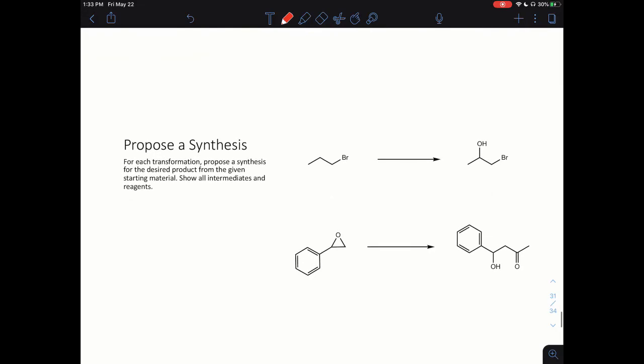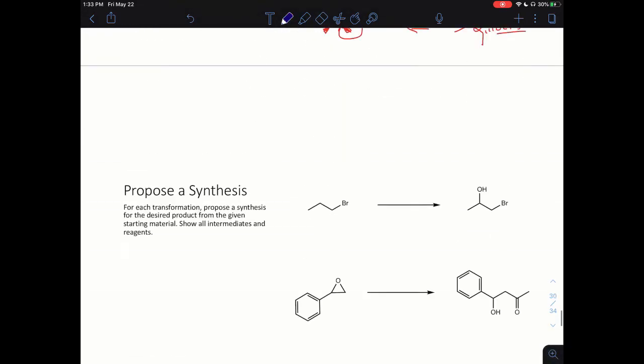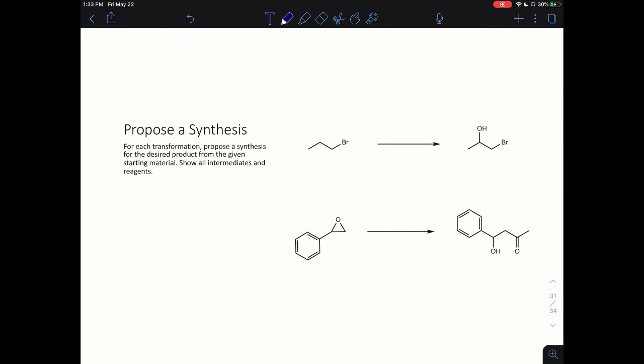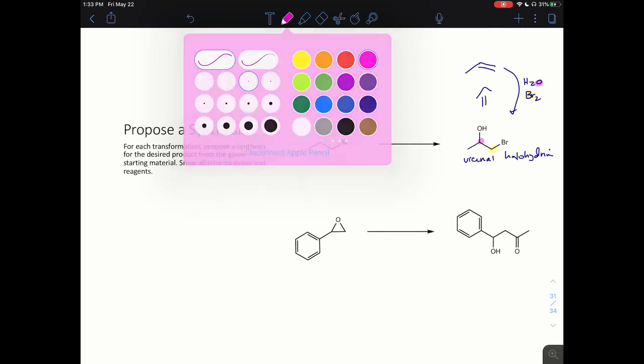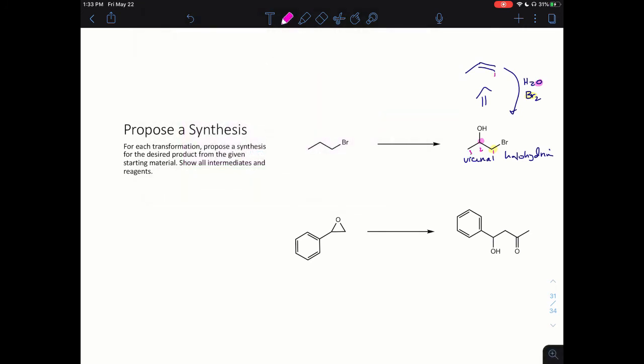Propose a synthesis. I am going to roll through these. Pause if you want, and then I'm going to explain them. Vicinal halohydrin. This comes from an alkene, right? We treat the alkene with bromine in the presence of water. Make sure everything makes sense with the selectivity. Yes, the oxygen should add to the more substituted carbon. Bromine will add to the less substituted carbon, as we have discussed. 1, 2, 3, 1, 2, 3.